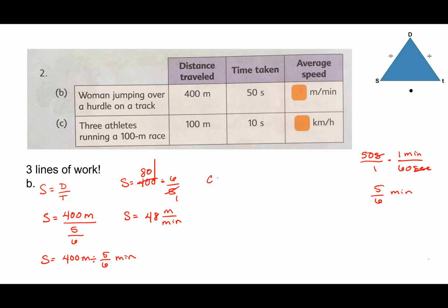So letter C, 3 athletes running a 100-meter race. All right, who feels confident with this one? Letter C. Mira? Yeah. All right, what are we going to do? Formulas or arrow diagrams? Formulas. Okay. So what did you do first? I did speed equals distance divided by time. And then before I put in a number, I knew I had to convert 100 meters to kilometers, and 10 seconds to hours.